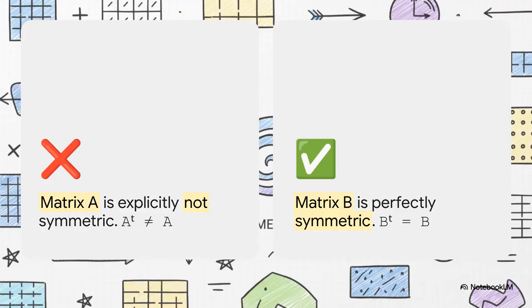So on one side, you've got matrix A. We're told, explicitly, it's not symmetric. That just means if you take its transpose, flip it across its main diagonal, you get a totally different matrix. Then, on the other side, we've got matrix B, and this one is symmetric. Its transpose is exactly the same as the original.